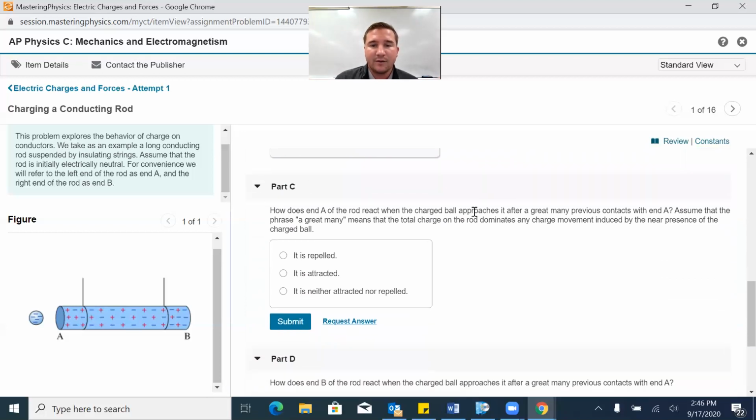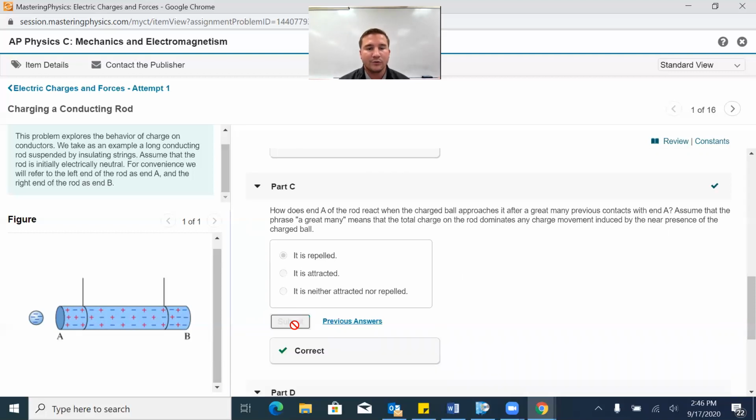How does end A of the rod react when the charged ball approaches it after a great many previous contacts with end A? Assume the phrase a great many means the total charge on the rod dominates any charge movement induced by the near presence of the charged ball. So because they're saying we're not going to get an induced charge anymore, we're not inducing that reaction that we had earlier when it was neutrally charged, we should get a repulsion. We would have negative charge on the ball, a whole bunch of negative charge on the rod. That's negative and negative. We should get a repulsion.